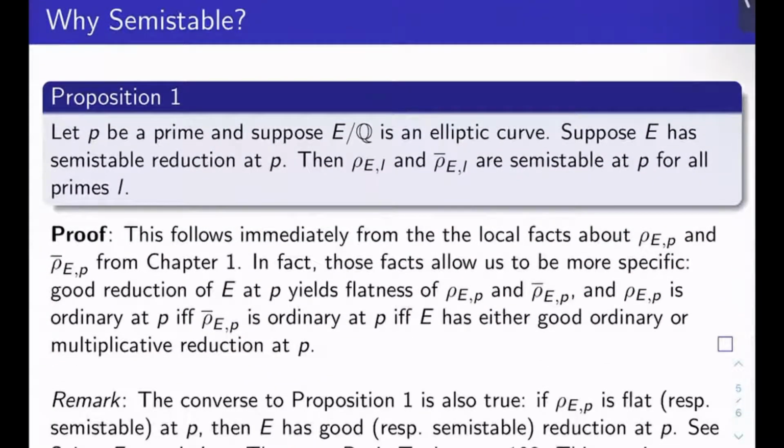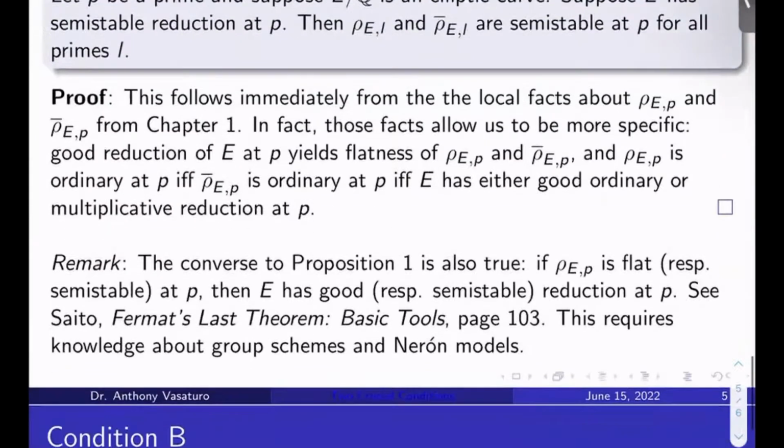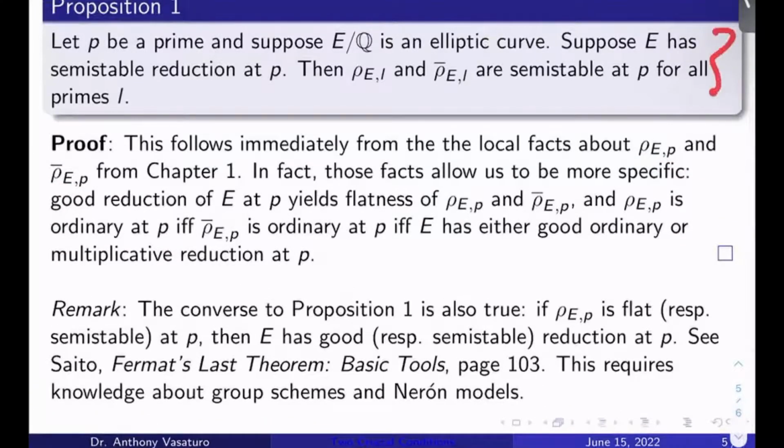Why is this called semi-stable? That's the next thing. Well, here's a key proposition. Let's call it proposition 1. Let P be a prime. Suppose E over Q is an elliptic curve, and suppose E has semi-stable reduction at P. Then rho_{E,L} and rho bar_{E,L}, the L-adic and mod L representations attached to E, are semi-stable at P for all primes L. I've actually already given you enough information to prove this. There is a section in my notes in chapter 1 called Local Facts about rho_{E,P} and rho bar_{E,P}. Chapter 1 of my notes, previous video. Go check those out. See if you can prove this very easily from those facts.